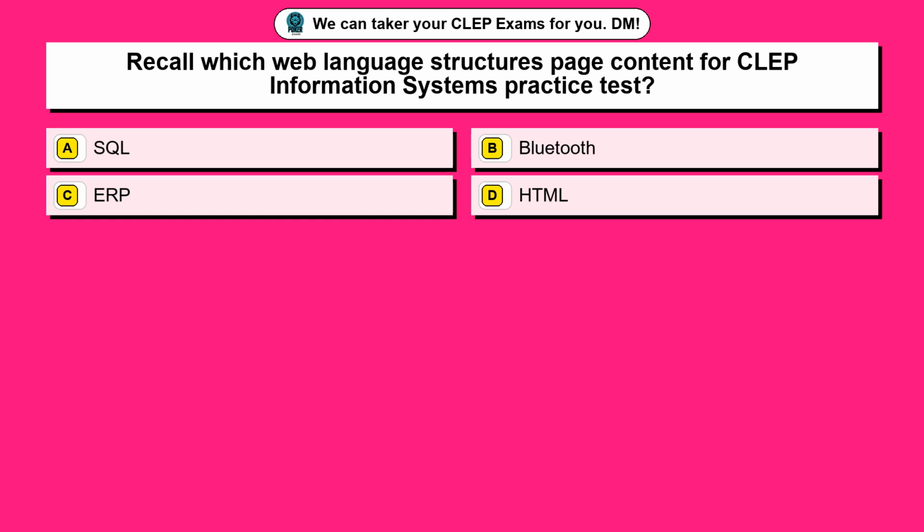Question 34. Recall which web language structures page content for CLEP Information Systems practice test. Option A, SQL. Option B, Bluetooth. Option C, ERP. Option D, HTML. The correct answer is option D, HTML.